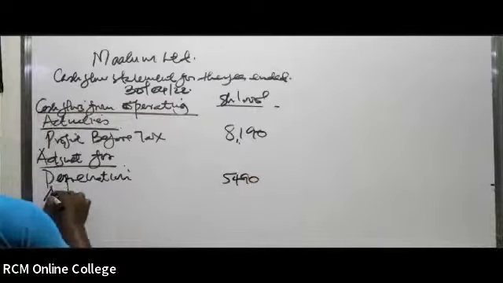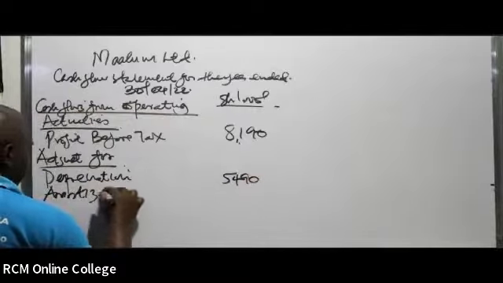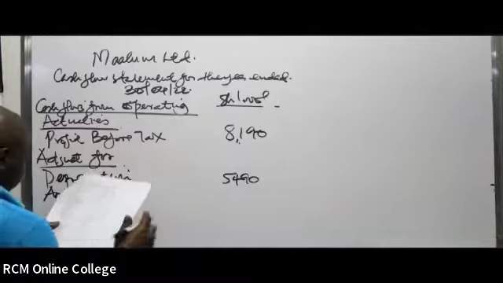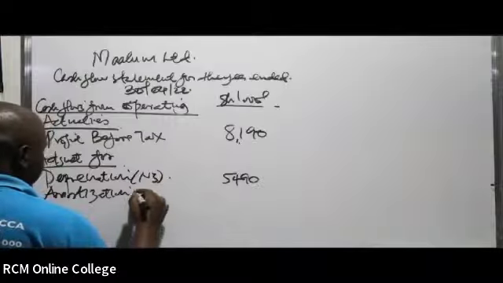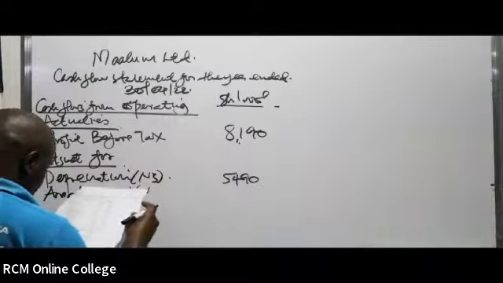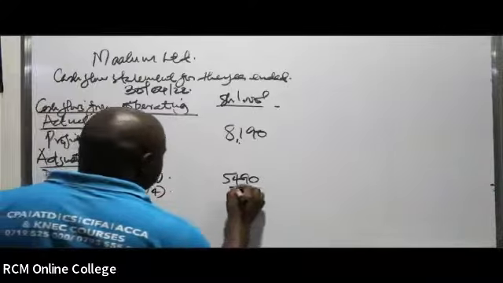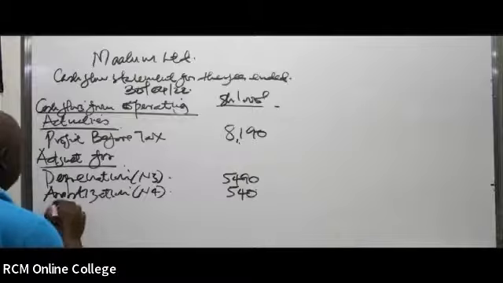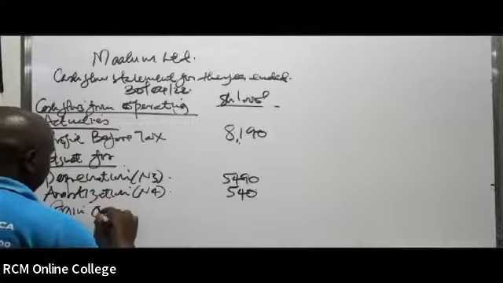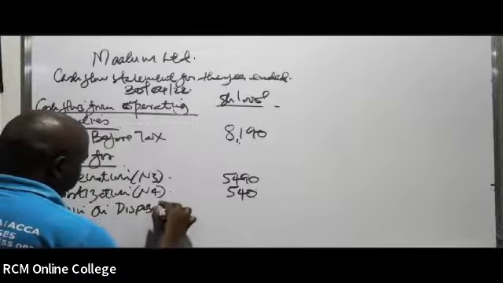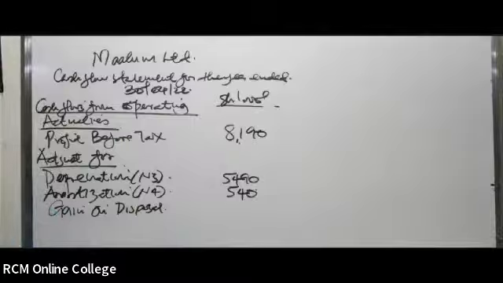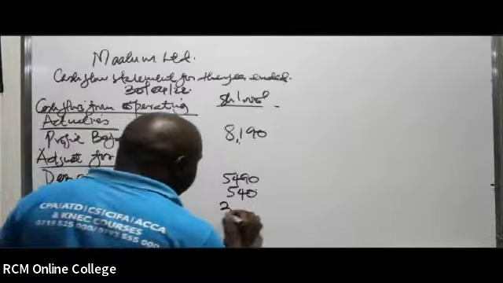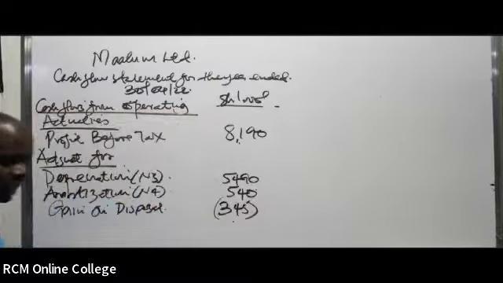We also have amortization. This depreciation is as per note number 3, and this one is as per note number 4, an amount of 540. We also had gain on disposal. It was in our working. We did a working and we got a gain of 345. So this one we deduct, 345.